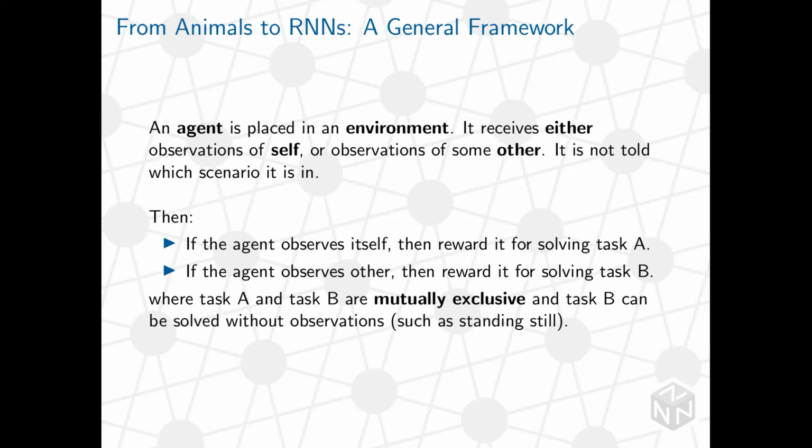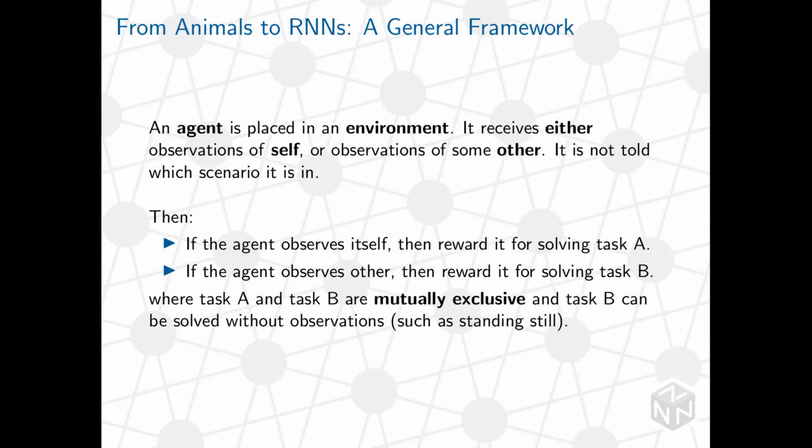So it turns out you can build quite a general framework out of the box, and you can apply it to almost any existing reinforcement learning environment. Essentially what you do is you have an environment, and then you place the agent in this environment, in one of two cases. In the first case, it observes itself, and in the second case, it observes some other. So exactly the same observation space, but the actual environment is being controlled by a different agent, not the self. And then you do not tell the agent which of the two scenarios it's in.